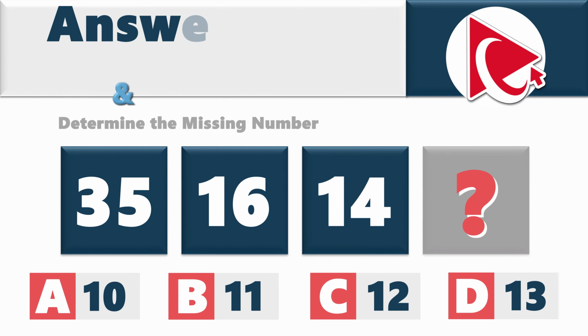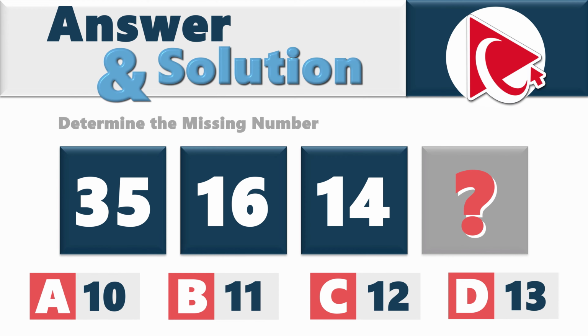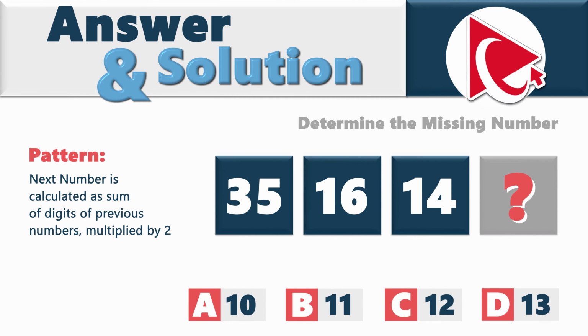What's interesting about this question is that it seems unsolvable until you start thinking out of the box. The pattern here is that the next number is calculated as the sum of the digits of the previous number multiplied by 2.